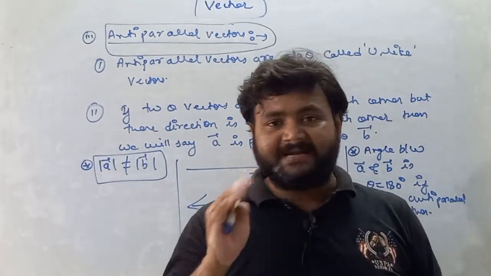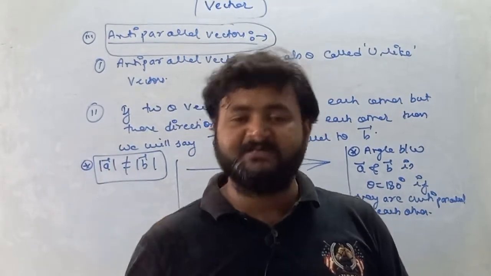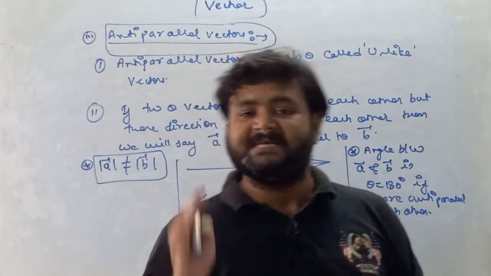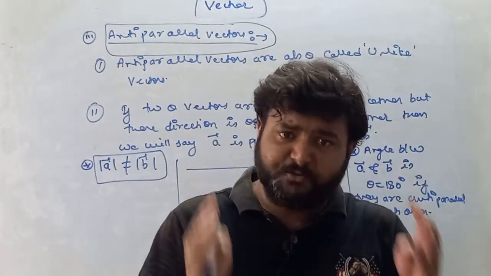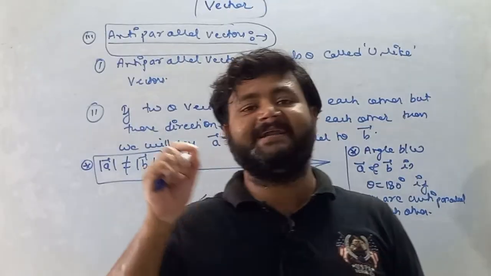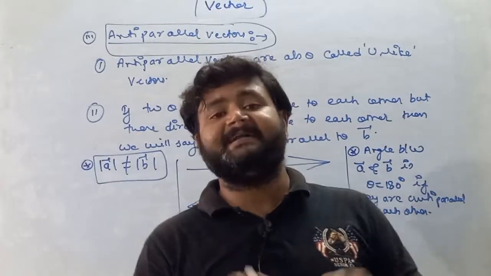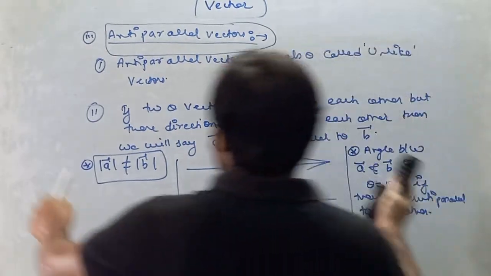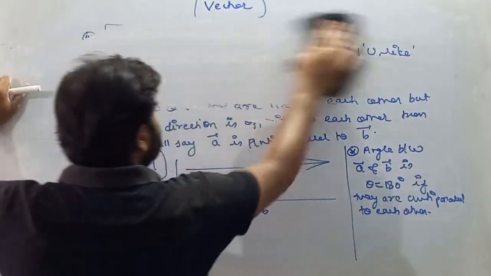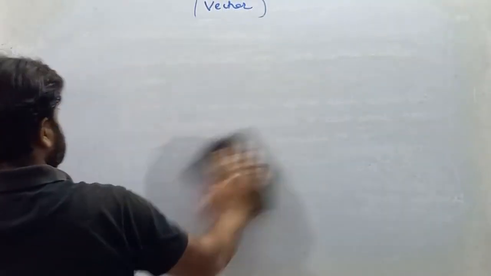Second thing, for parallel vectors, both vectors must be parallel to each other, their direction must be same, and the angle between them is 0 degrees. So remember this thing my dear student, that if two vectors are in the same direction, then their angle is 0 degrees, and if two vectors are in opposite direction, then their angle is 180 degrees. So this is all about parallel and anti-parallel vectors. Now moving forward, next is our equal vector.